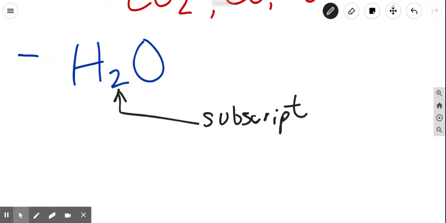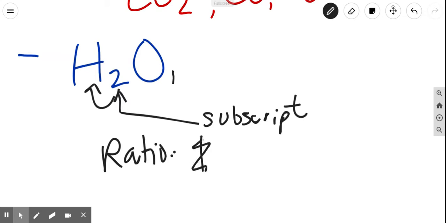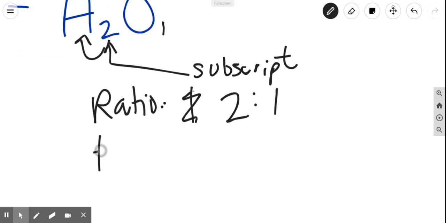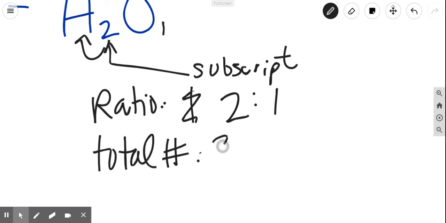So in this compound of water, there are two hydrogens, and since there's nothing written after the oxygen, it's a 1. So the ratio for water is 2 to 1. There are 2 hydrogen atoms and 1 oxygen atom. The total number of atoms for water is 3 atoms.